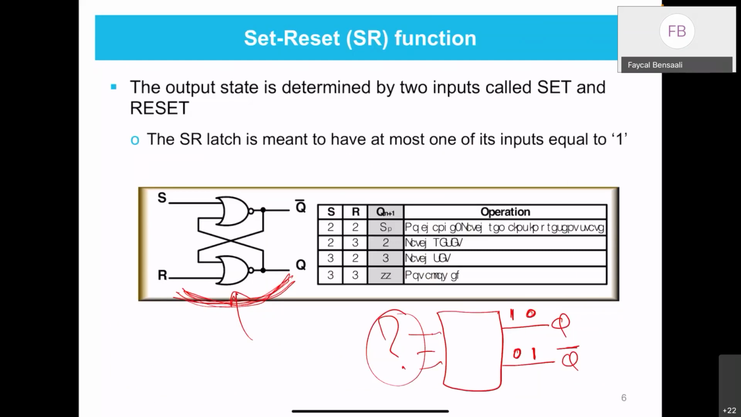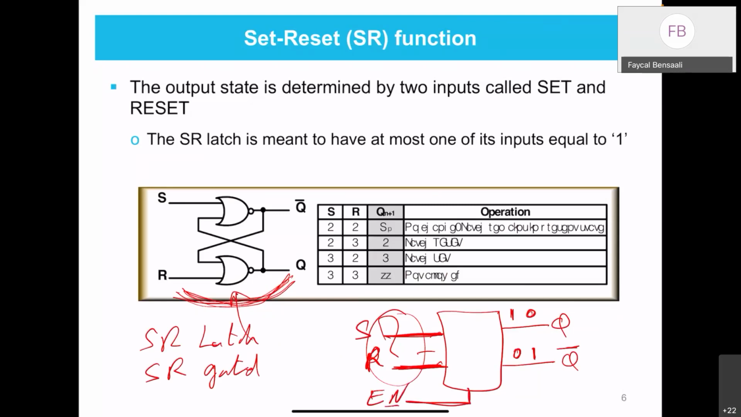and the function itself. Now if we say SR function, if you look for the SR latch, you will definitely have two inputs called S and R. And for the SR gated latch, you will have an extra input, which is the enable. This is the gated latch. Now, I will explain first the SR function, and then how we find it in the latch, in the gated latch, and the flip-flop.